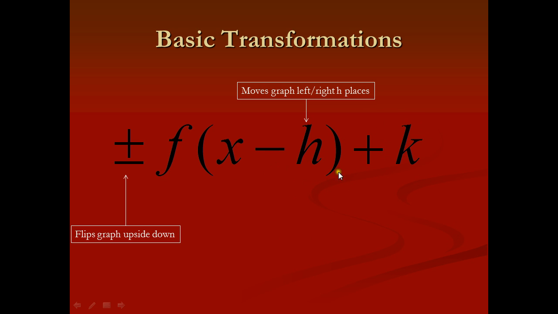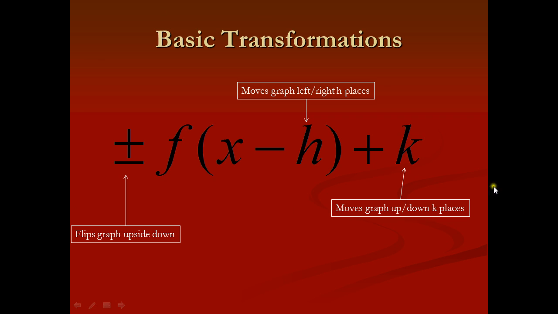Last, just tacked on to the very end of the equation, we're adding a second number. I'm going to call this one k. What that tells us is how far up or down our graph moves from the parent function. Okay?